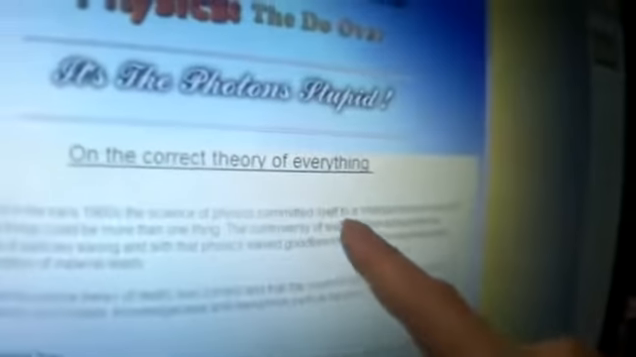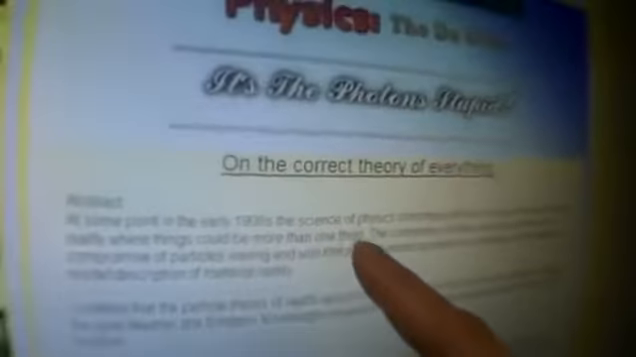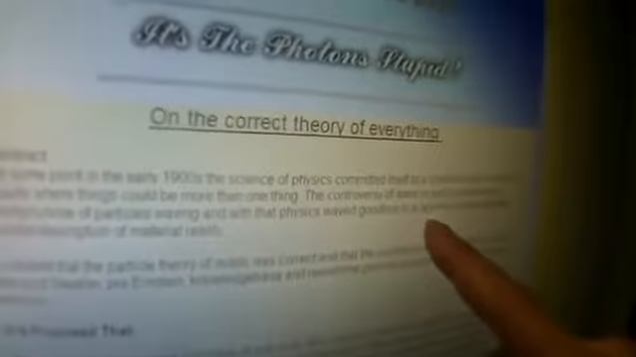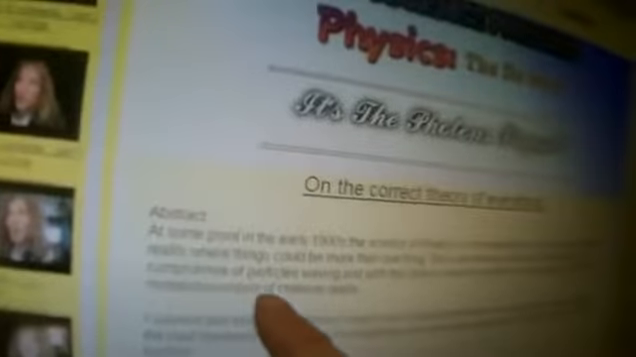At some point in the early 1900s, the science of physics committed itself to a confused dualism model of reality, where things could be more than one thing. The controversy of wave versus particle became the compromise of particles waving, and with that physics waved goodbye to a rationally comprehensible model description of material reality.